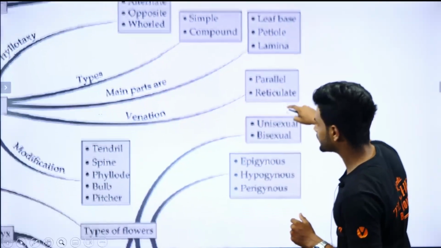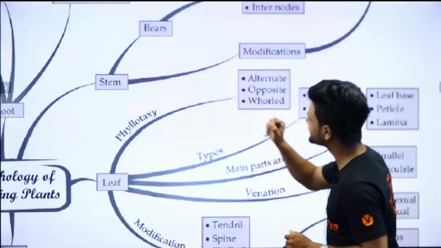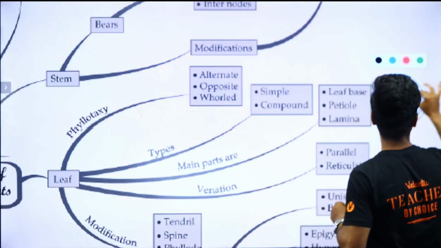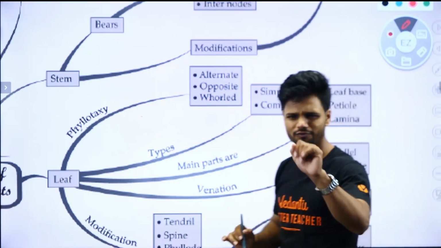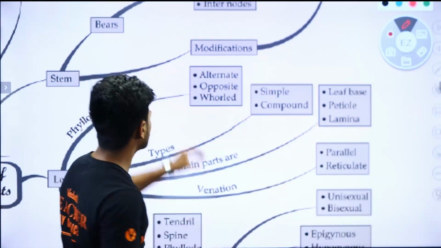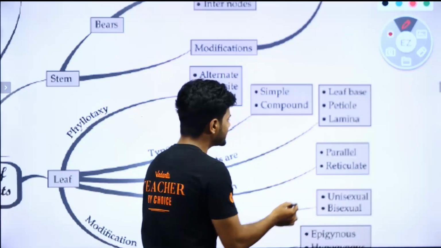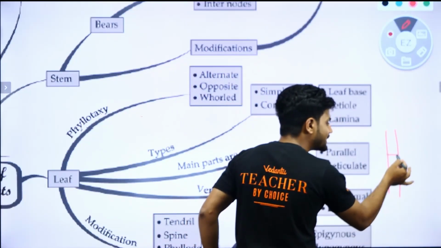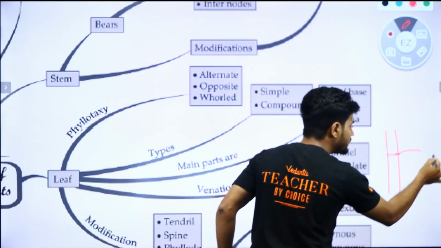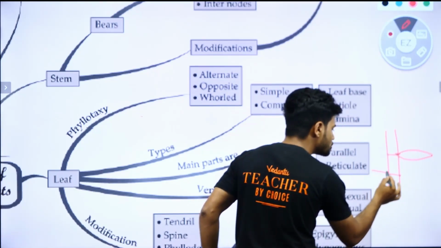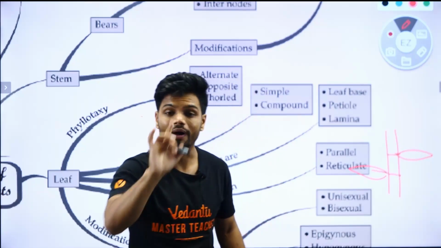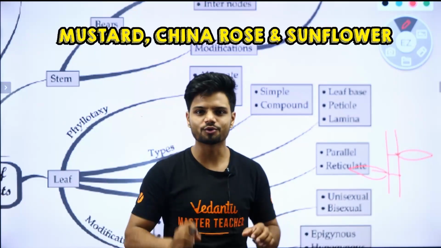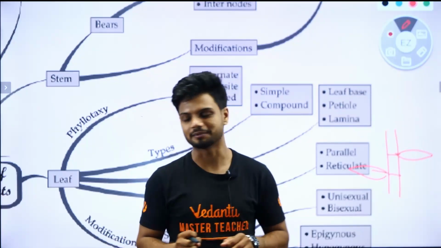Then the next thing you need to understand in the leaf is phyllotaxy. That is, three different phyllotaxy we have in your NCERT. Now what is this phyllotaxy? Let me explain with a simple diagram. Very simple. If you look at alternate phyllotaxy, if this is a stem, this is a node, at each node you can find only one leaf. At each node you can only find one leaf. Example, very important: mustard, China rose and sunflower for alternate phyllotaxy.